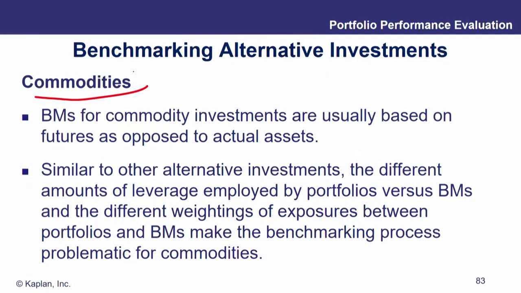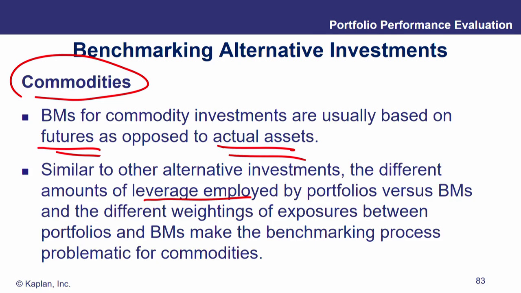Okay, what about commodities? Benchmarks for commodity investments are usually based on futures, not the actual assets. So similar to other alternative investments, there are different amounts of leverage and different weightings, and these weightings and the fact that you're using futures instead of the actual assets become very problematic when you're trying to use these as benchmarks. What about managed derivatives?